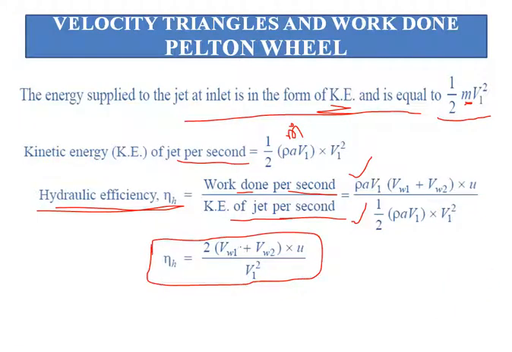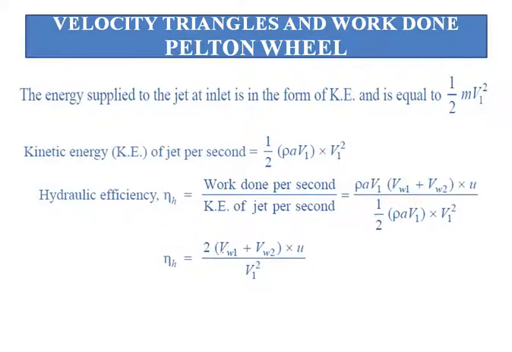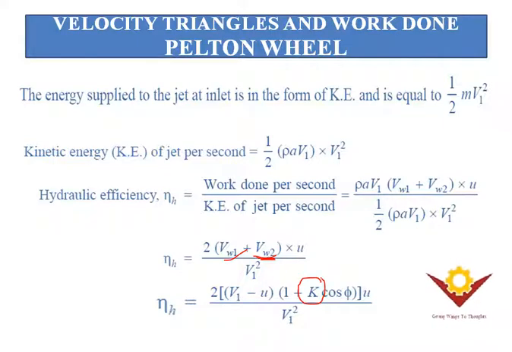But here we know what VW1 is from the previous. VW1 is V1 and VW2 is equal to VR2 cos phi minus U2. If you substitute all those values here, what you're going to get is this one. This is the hydraulic efficiency if you substitute your VW1 and VW2 in the equation. And you know what this is: friction coefficient. But for smooth surfaces, it will be 1.